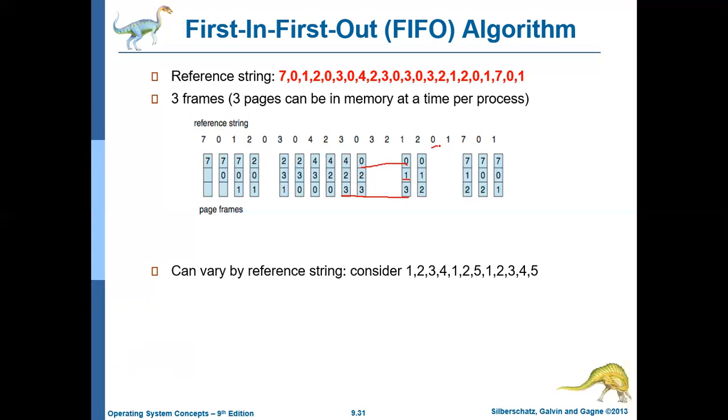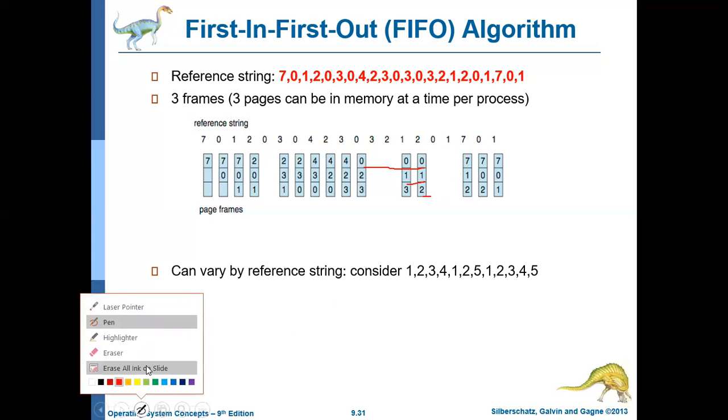Next input is 0, 0 is in the memory, so it won't create a page fault. Next is 1, 1 is also in the memory, it also will not create a page fault, okay? Next is 7, 7 is not in the memory, so 7 should replace which page, out of 0, 1 and 2? It should replace 0, because 0 is the one which came first, then 1 came, after that 2 came, so 7 will replace 0.